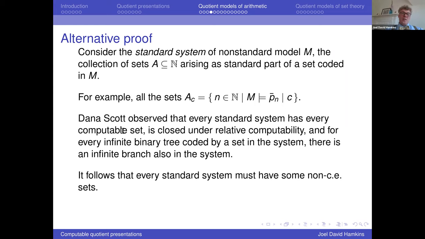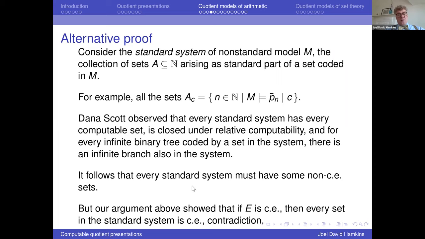Okay, what I want to take from this though is that every standard system must have some non-CE sets. The branches through the computable trees might not be computable. But the argument we gave before showed that if the equivalence relation is CE, then every set in the standard system is CE because we described how to do the decoding. And so we can enumerate the members of any coded set. And that's a contradiction to the fact that the standard system must have non-computable elements.